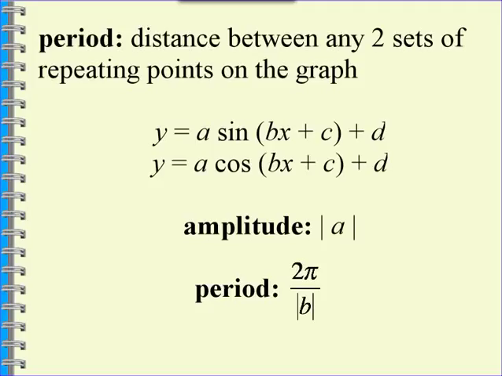The last thing we're going to talk about today, and then we're going to continue with this tomorrow too, is what is known as the period. Now the period, we briefly talked about this earlier today when I talked about the phase, or one cycle of the graph. The period is the distance between any two sets of repeating points on the graph.